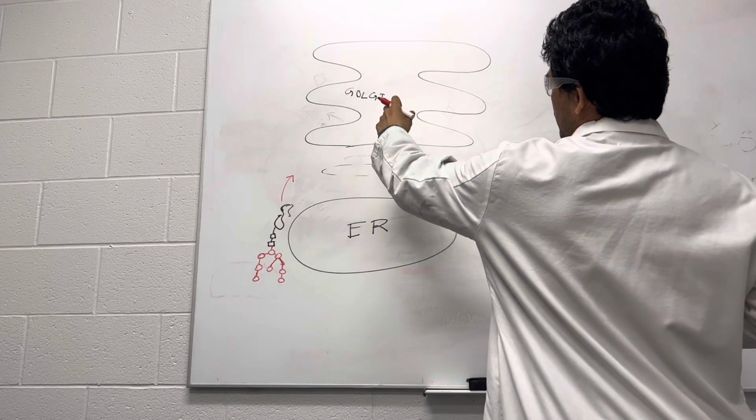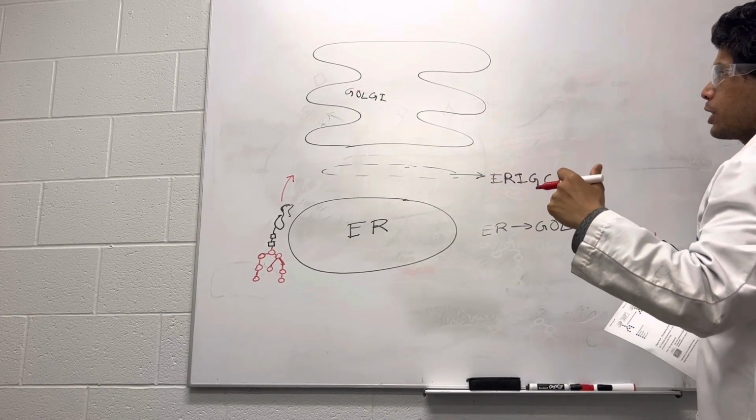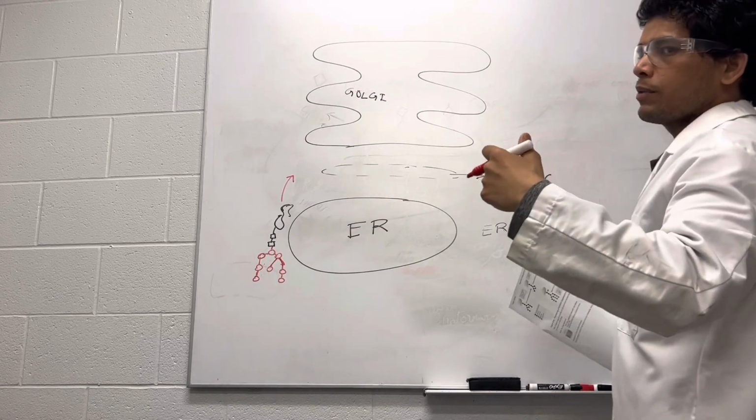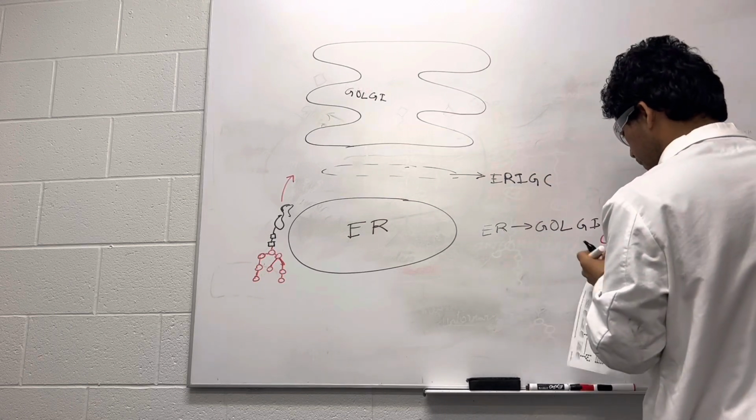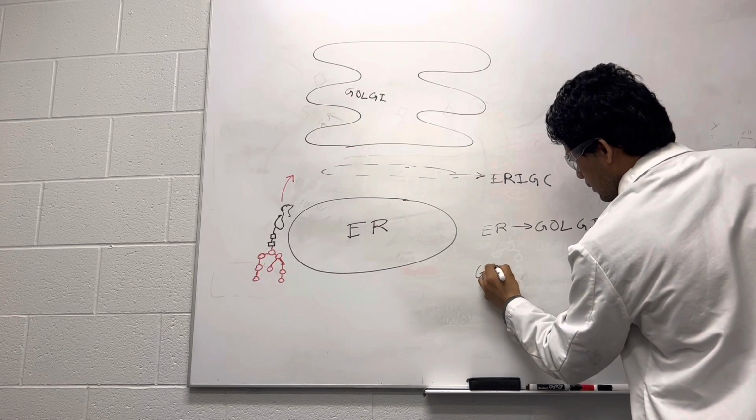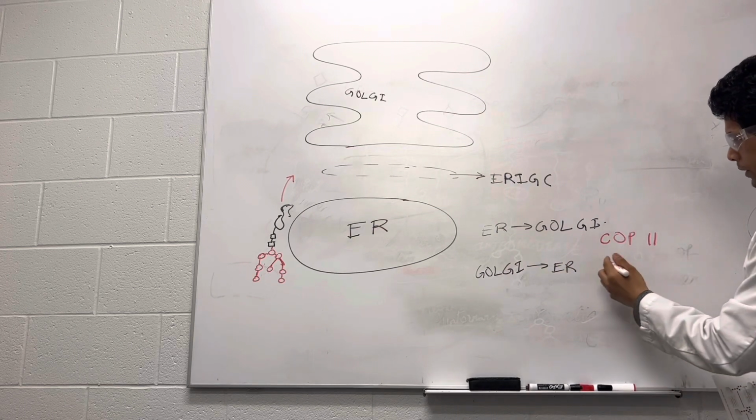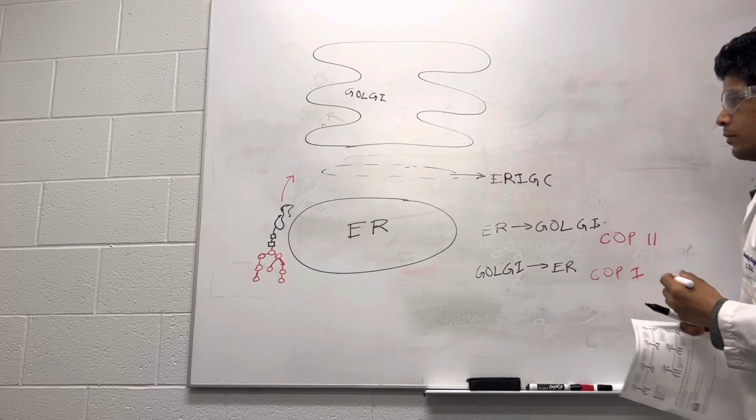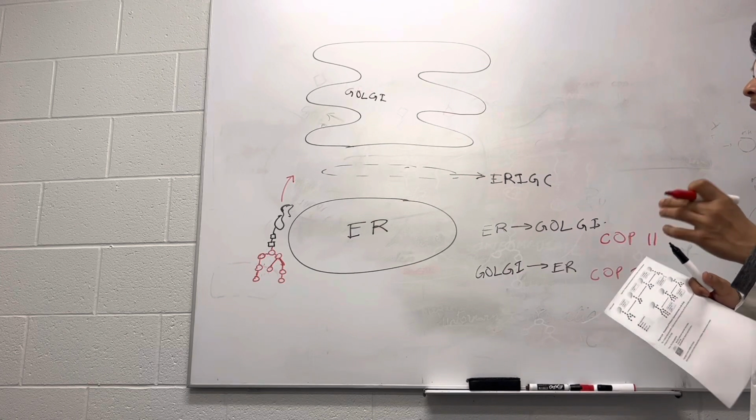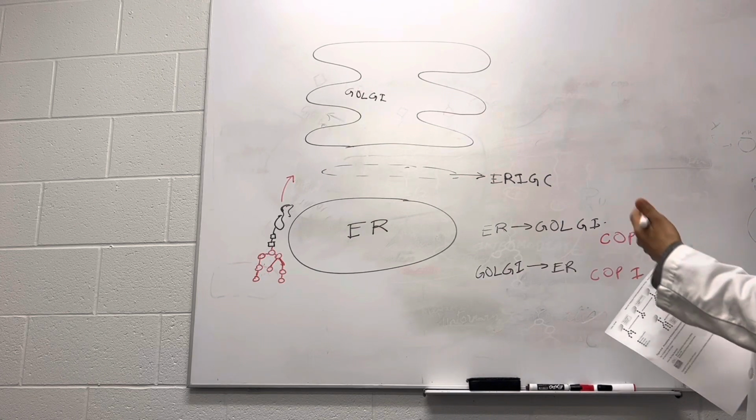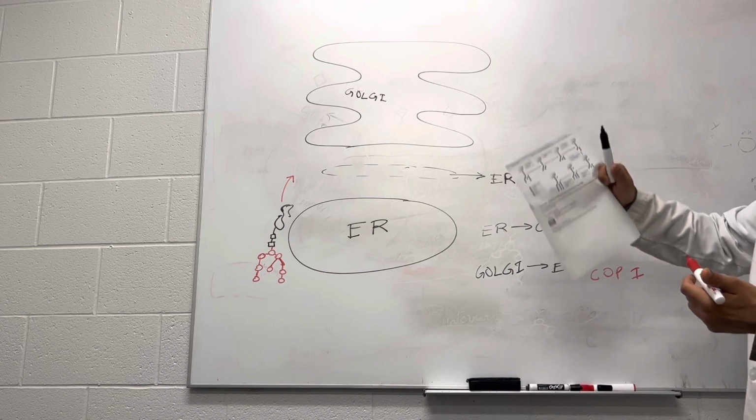And in case the protein does not form a native structure in the Golgi compartment, or it deviates from its native structure, it will again move back from Golgi to ER, and that is done by COP1. COP1 and COP2 are basically vesicle proteins that carry the protein from one organelle to another. COP1 performs from Golgi to ER, and COP2 performs from ER to Golgi.